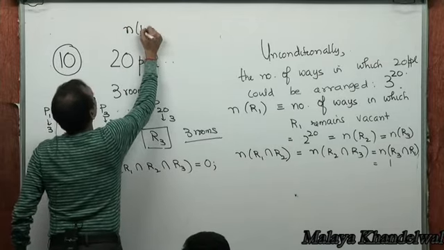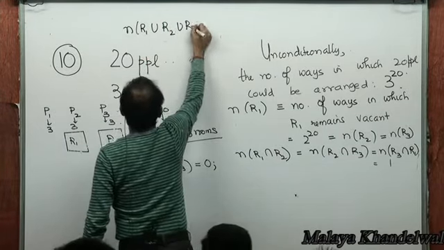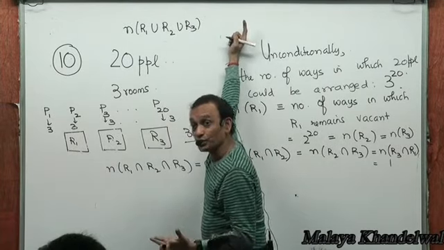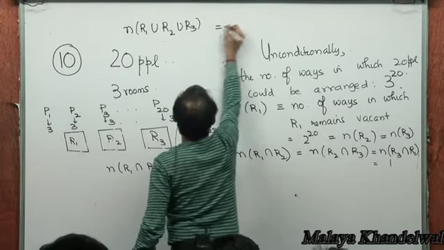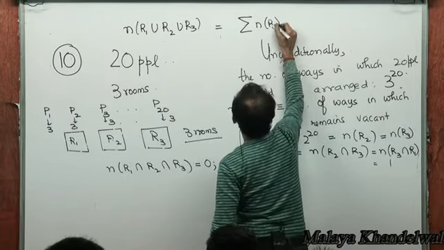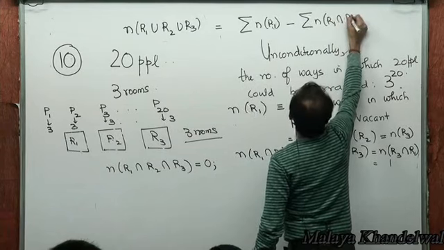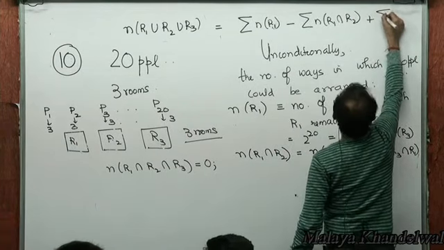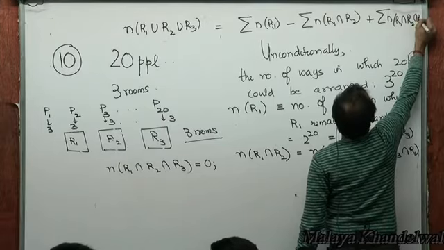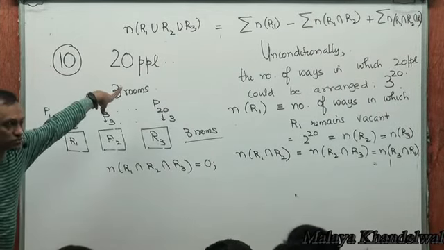Now, the number of ways in which R1 or R2 or R3 remain empty, isn't it? This would mean the number of ways in which R1 or R2 or R3 remain empty. From the principle of inclusion and exclusion, it is the summation of NR1, minus the summation of N(R1 and R2), plus the summation of N(R1 and R2 and R3). Yes or no? What? Principle of inclusion exclusion?